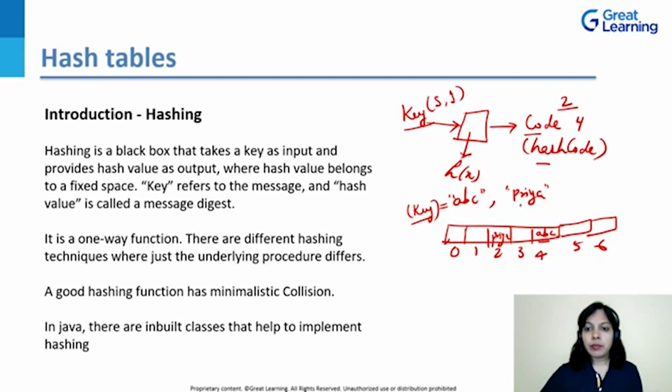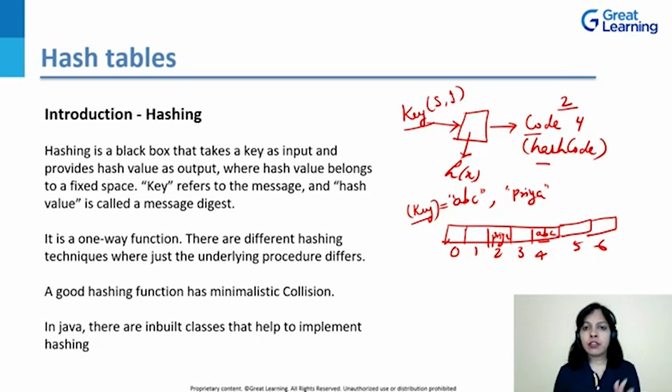So for the Priya name, the output of this hash function was 2, and we stored it there. So this is the complete concept of hashing. You can say it is a one-way function, meaning if you provide a key, it produces a code or a hash value. But if you provide a hash value, it won't produce a key. Right, now what is this function?